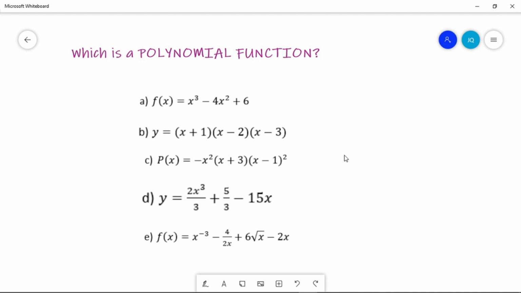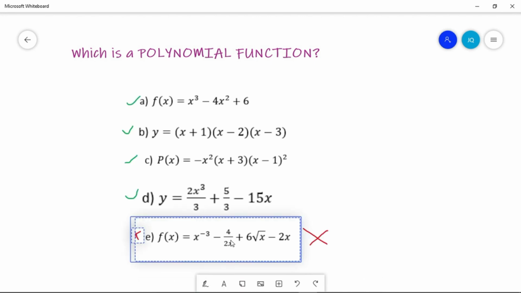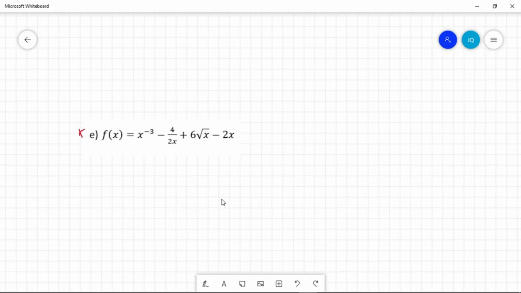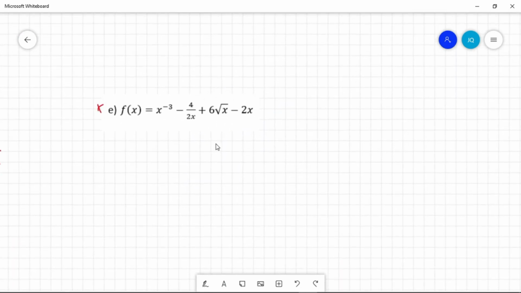Okay, so if your answer is letter A, then you are correct. And if your answer is also letter B, you are also correct. And if your answer is letter C, you are still correct. And letter D, you are absolutely correct. And for letter E, if your answer is letter E, then we have a problem. Why? Let's take this one. Why is it that this one is not a polynomial function?